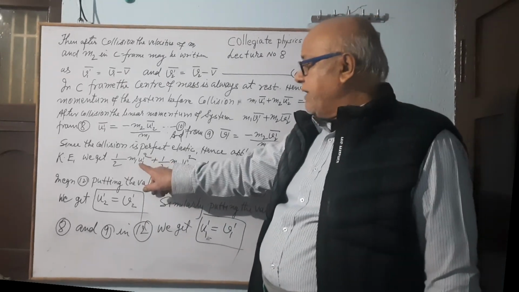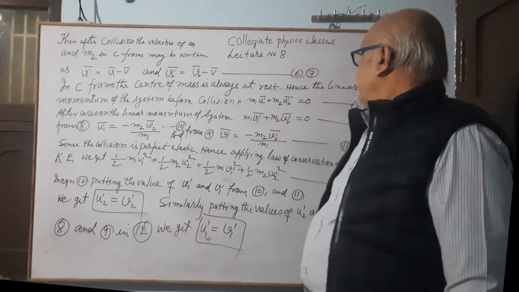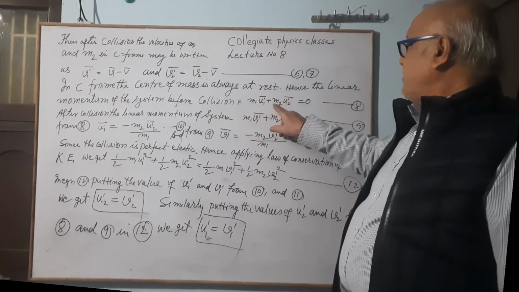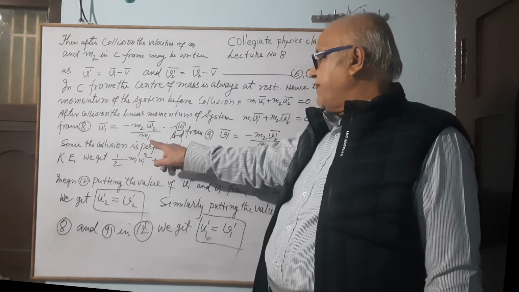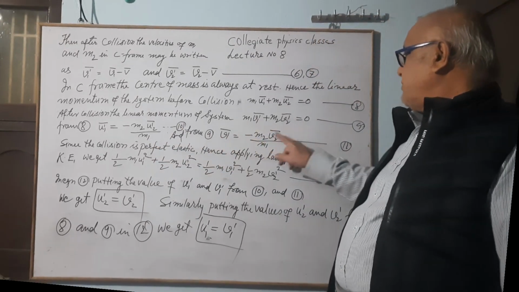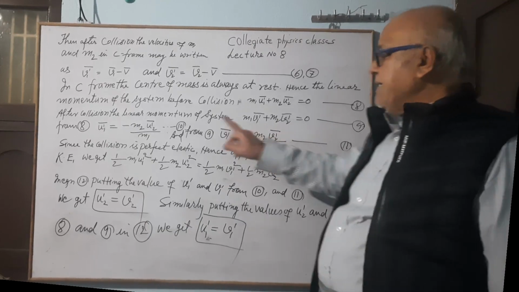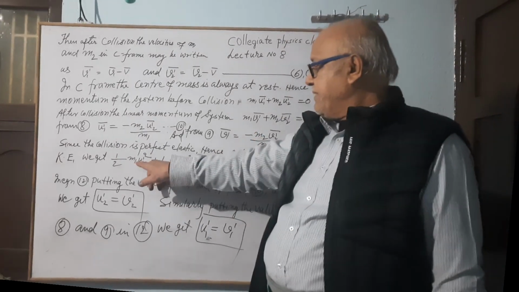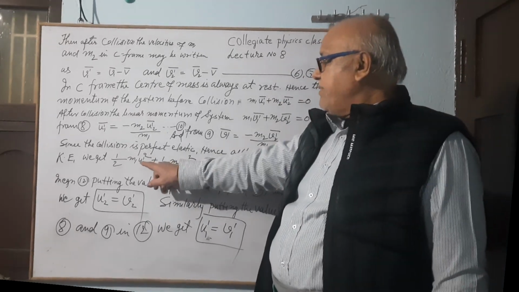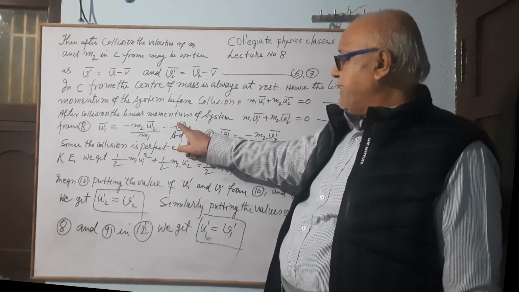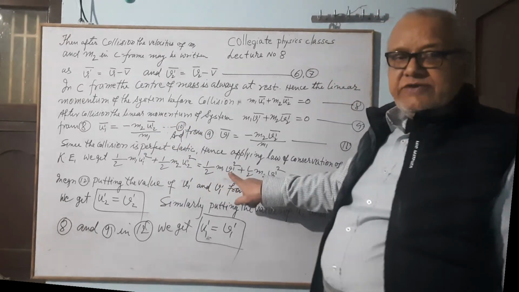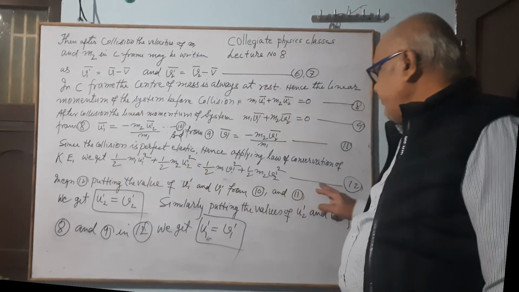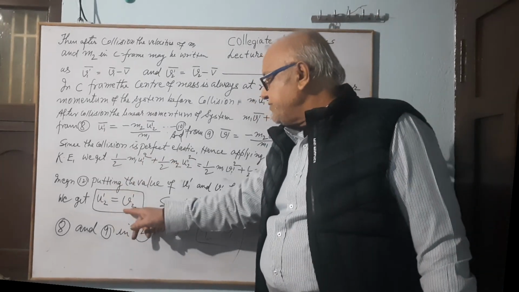Now, the value of u1 dash from equation 8 will be calculated. u1 dash will be equal to minus m2 u2 dash by m1, and v1 dash will be equal to minus m2 v2 dash by m1. These values of u1 dash and v1 dash will be substituted in equation number 12. That is, u1 dash will be substituted from equation 10, v1 dash will be substituted from equation 11, and then when we will solve this equation, we will get u2 dash is equal to v2 dash.